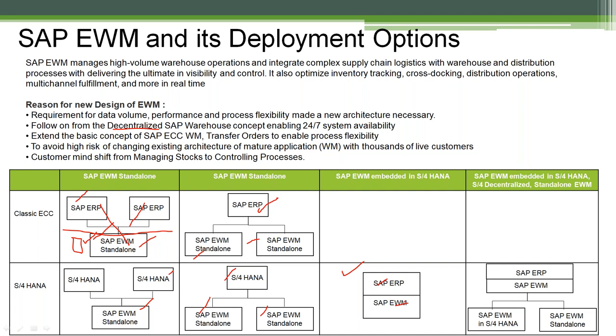So one of the important things that was missing until S4 HANA was ease of using SAP EWM in ECC itself, in the ERP system. I mean, I'm a small customer, medium customer. I don't want to use a separate instance. I want to use it like WM. I want to use it in one system.